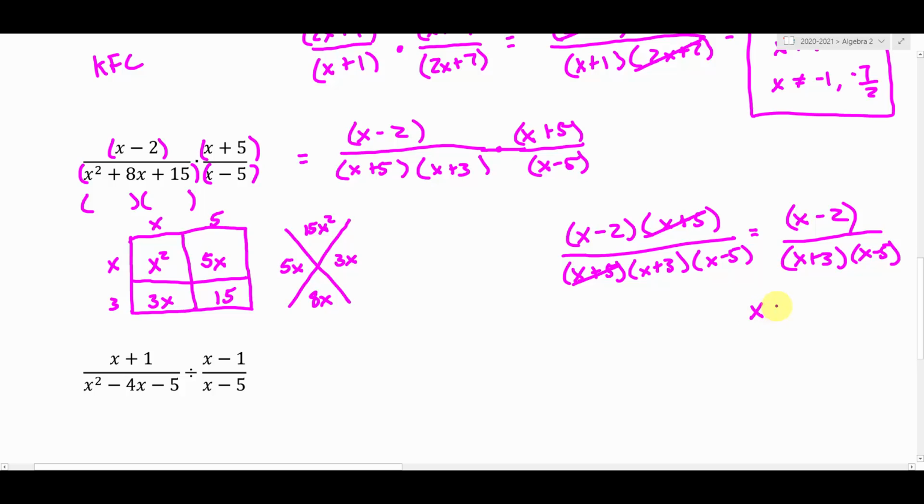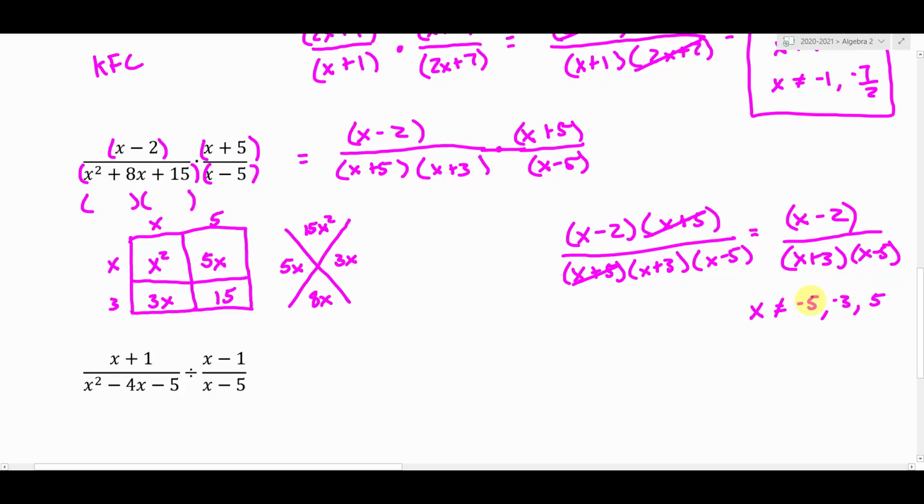Now we do need to get our excluded values. We need to figure out what values of x create zeros. So if we look at this first factor, a -5 would create a 0 here, so I need to exclude that one. A -3, because -3 plus 3 creates a 0, so I need to get rid of -3. And then here a +5. 5 minus 5 would create a 0.